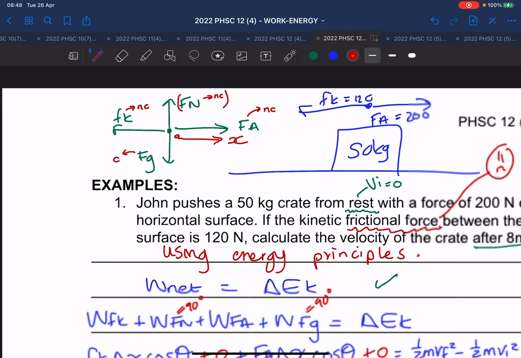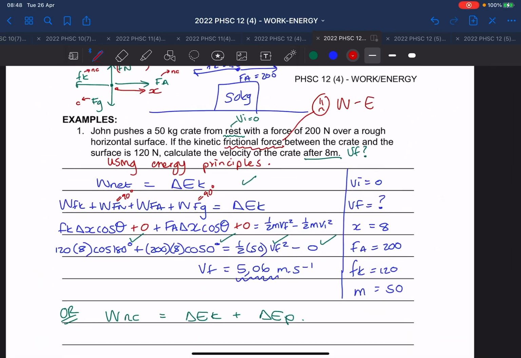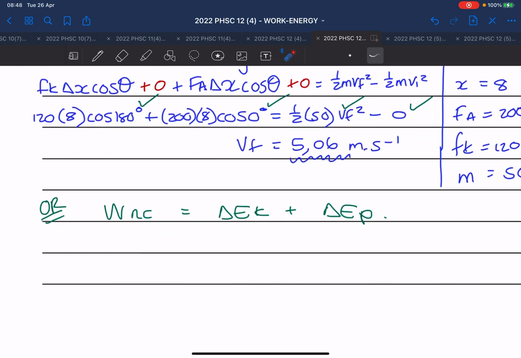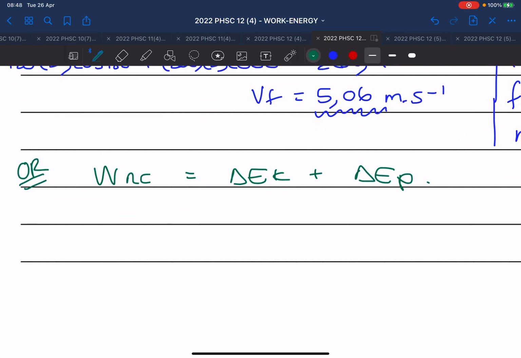Okay, right. So if we look at, I'm going to just zoom out. If we look at the work done due to the non-conservative forces, then you're not going to look at all the forces. You're only going to look at those that are non-conservative. So for that, I'm going to say this is the work done due to frictional force and the work done due to the applied force, the only non-conservative forces.